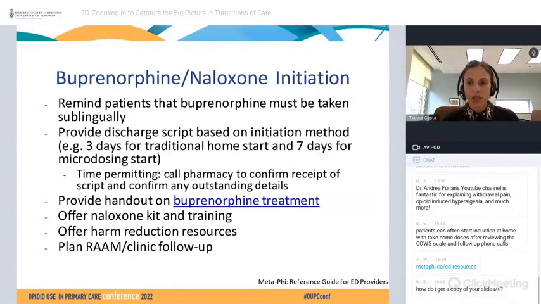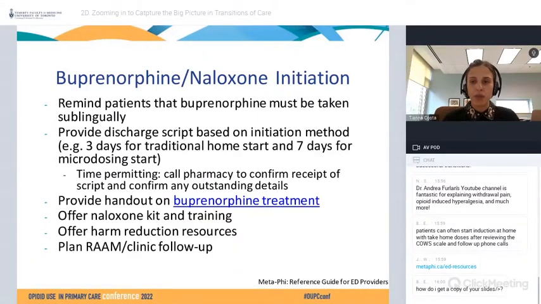If there is time and there's a pharmacist in the emerge that's able to help you with this, we also encourage calling the pharmacy to confirm that they've received the prescription and confirm any outstanding details. Sometimes patients don't have a health card, and so just naming that up front for the pharmacy, giving them any information that they may need, could also be extremely helpful.